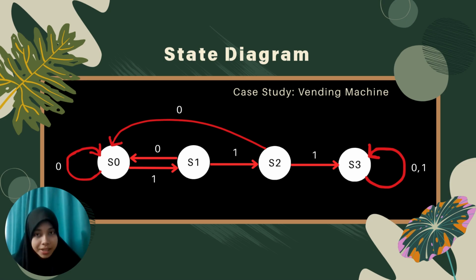This is the state diagram of the vending machine. It clearly shows the states and how the transitions happen based on input. S0 moves to S1, S1 moves to S2, S2 moves to S3 using input 1.